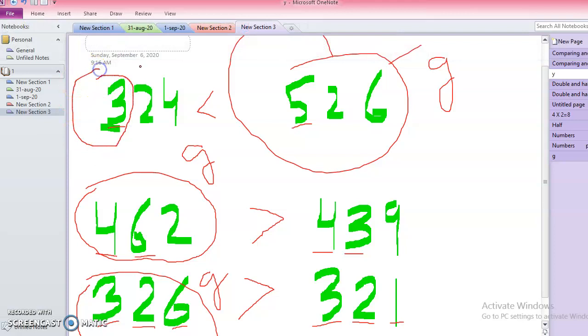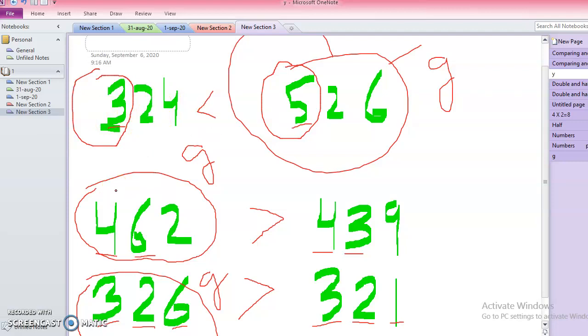3 is less than 5, or I can say 5 is greater than 3. So you will say that 324 is less than 526, or you can say 526 is greater than 324. Why? Because 5 is greater than 3, so I will make the mouth open in front of 5. Same. If I come to the next, what is the next example I am giving you?